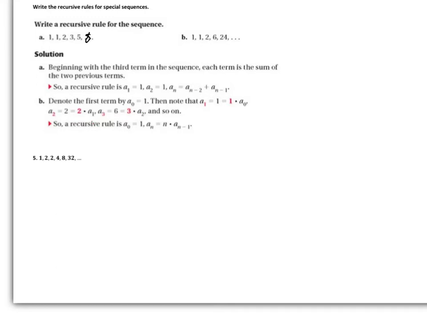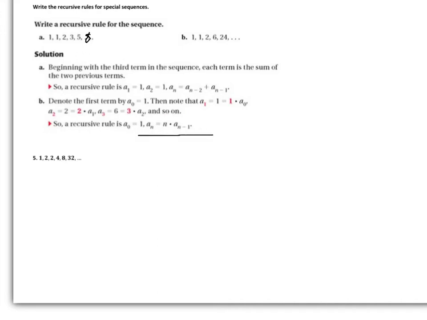So notice what they did was they told us that the first term a sub 0 here was 1. And then what you're doing is you're multiplying. Think about n being 1, 2, 3, 4, 5, and then you're multiplying it by the previous term. See? So that's how they got this.